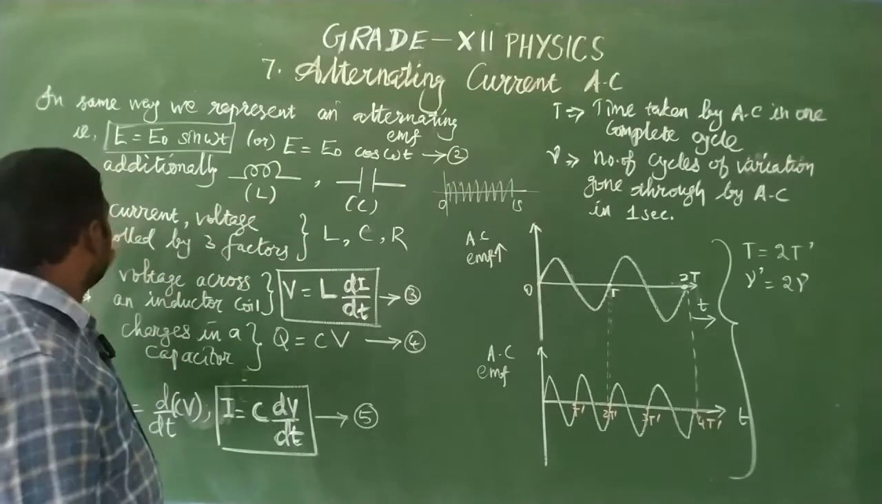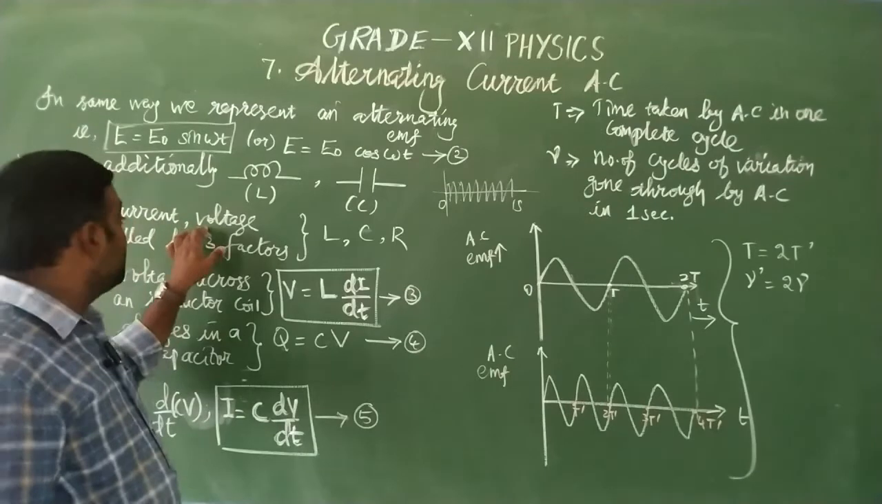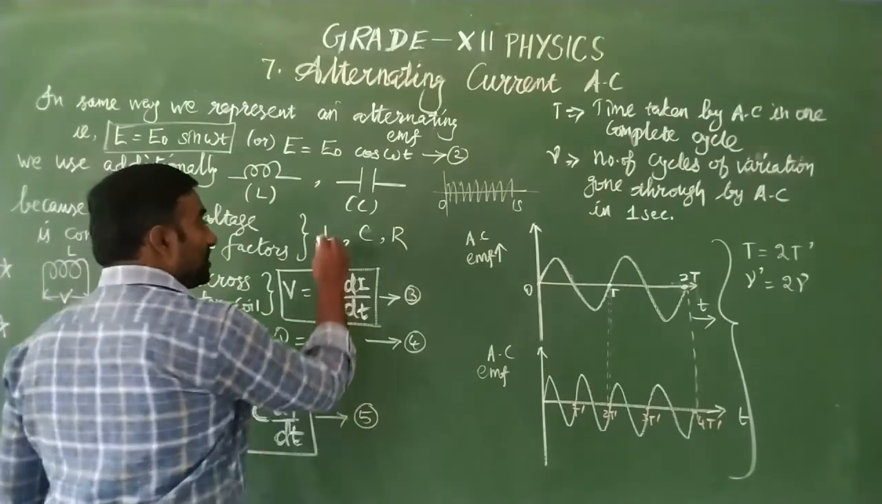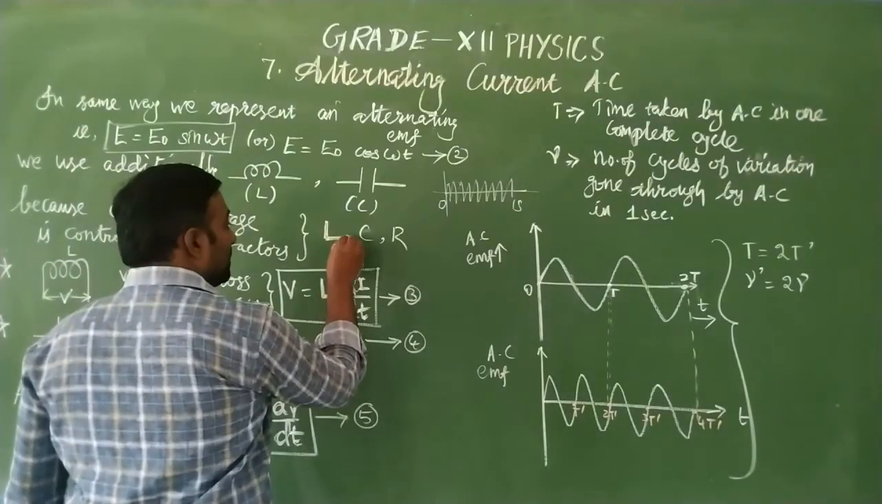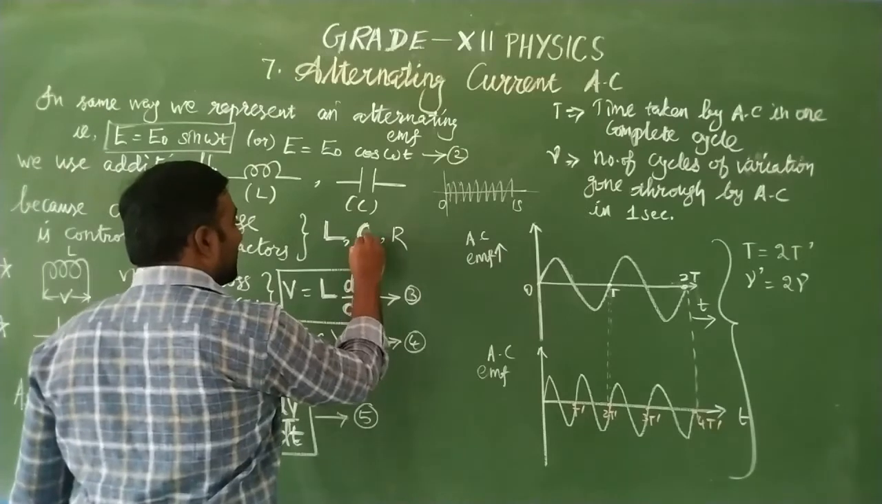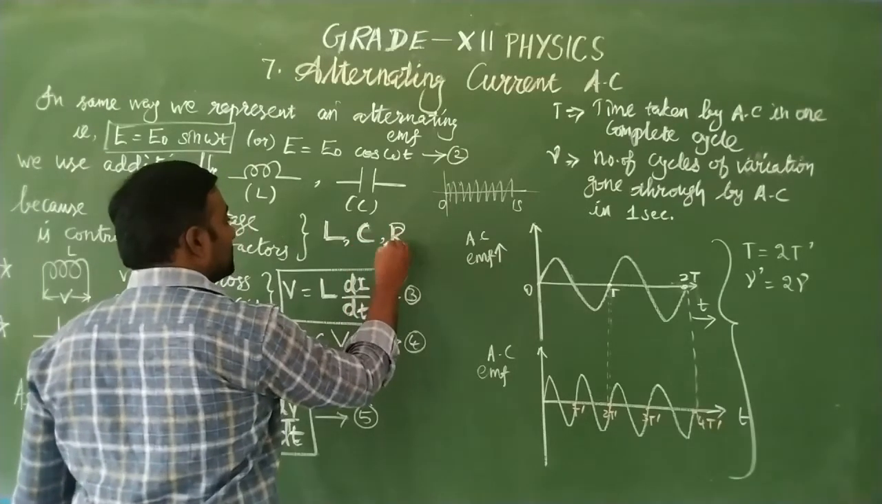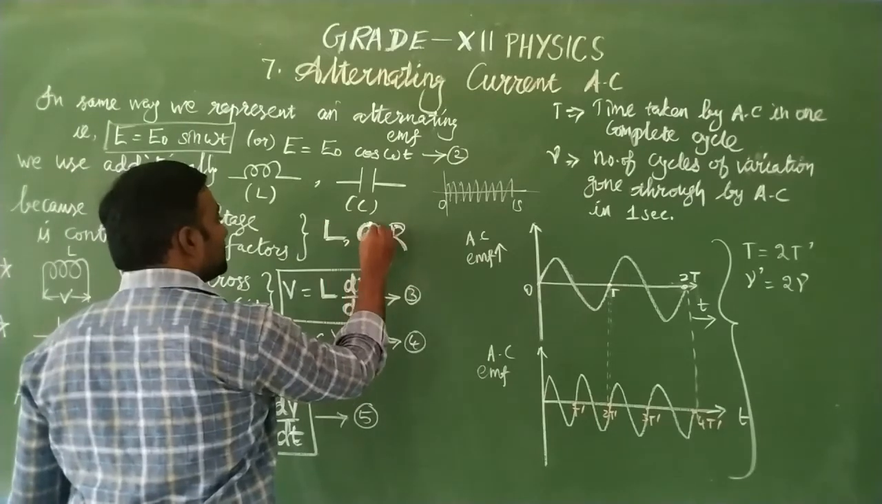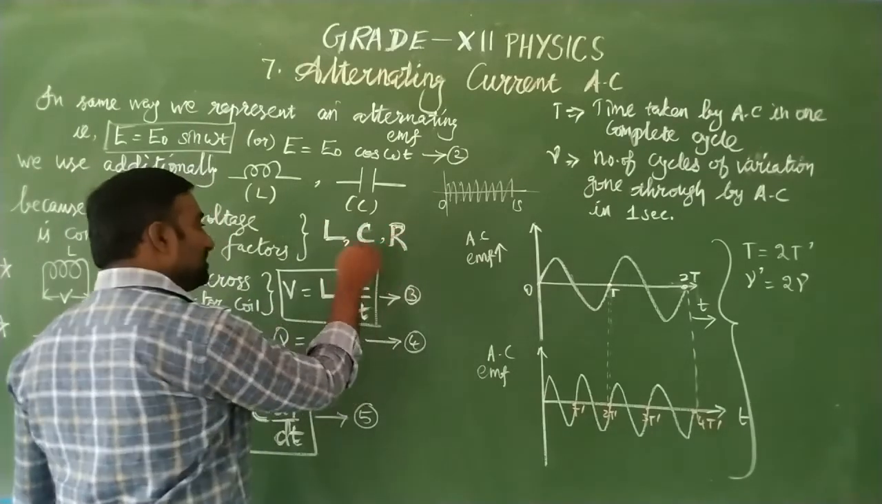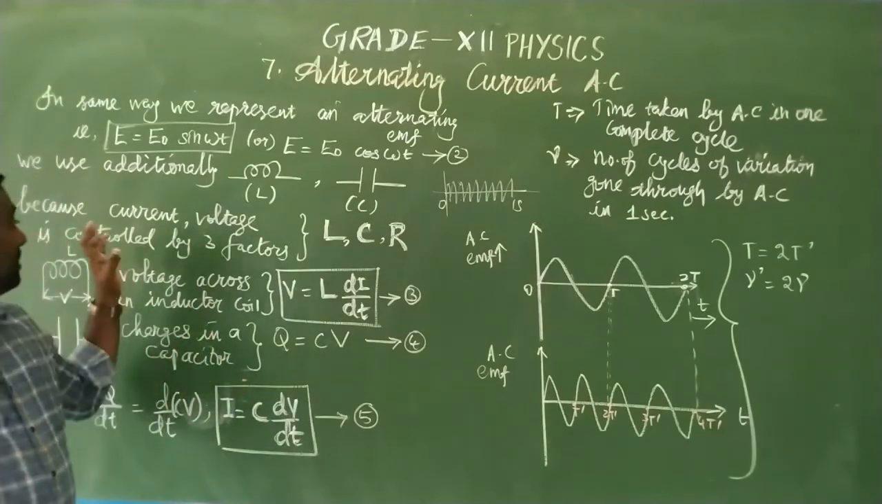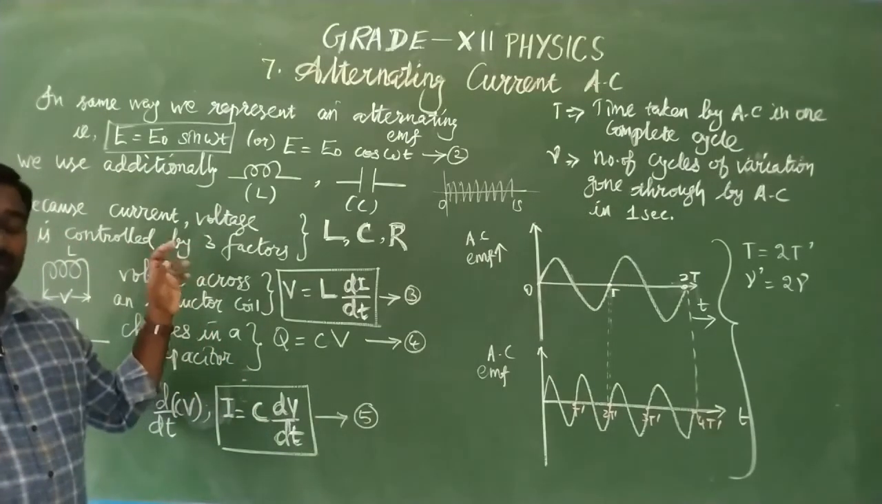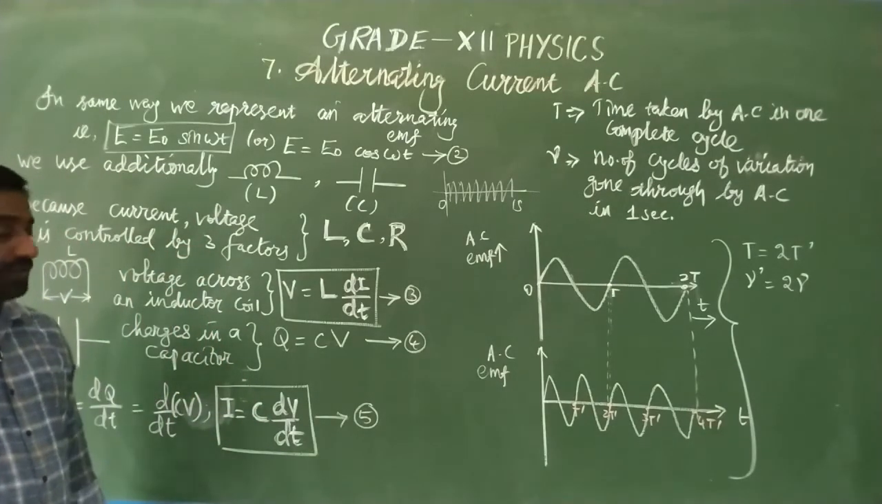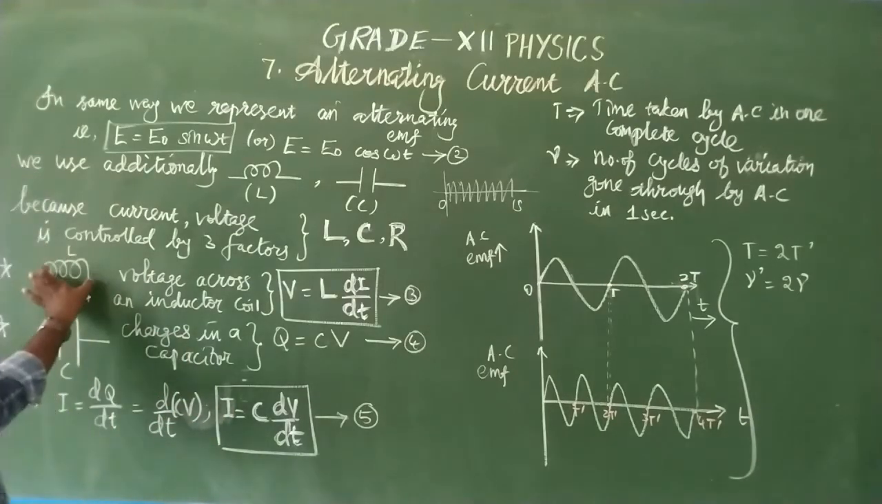So generally in a circuit, the current and voltage are controlled by three factors. What are the three factors? One is an inductor coil, another one is a capacitor, third one is a resistor. So LCR, which means inductor coil, capacitor and resistor. These are the three factors that control current and voltage.